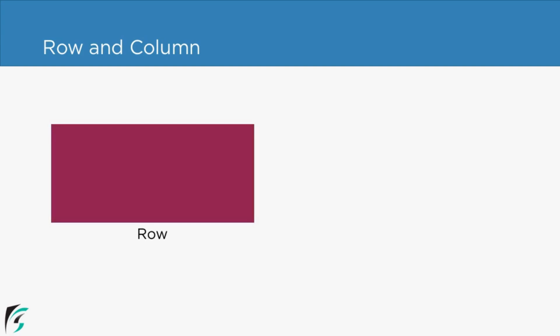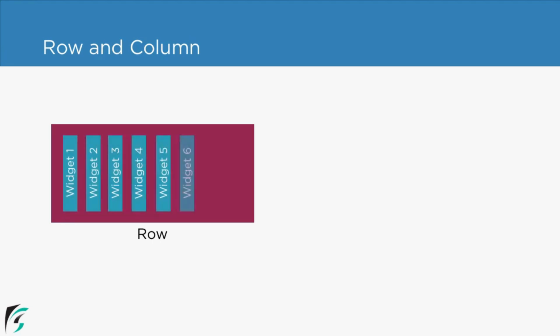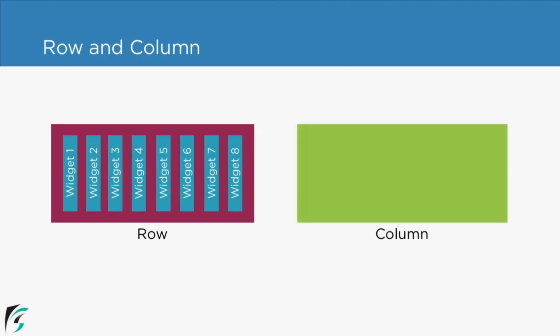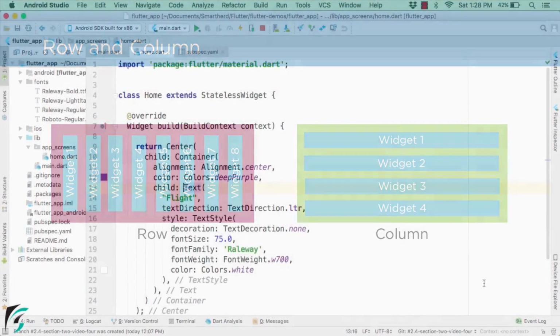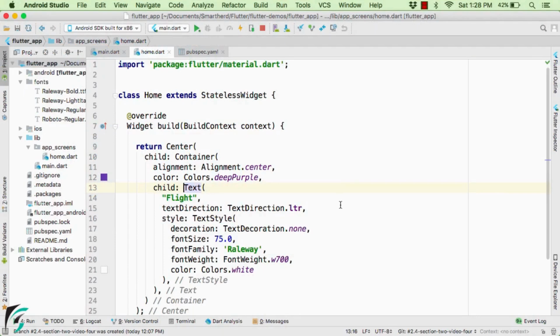Suppose this is our row widget. Within the row widget, we can place multiple widgets in a row aligned horizontally, such as widget 1, 2, 3 and so on and so forth. As many widgets as you like, but in the horizontal direction, that is, in a row. Similarly, we have the column widget where the elements or the children are arranged vertically like a column. Like this. Pretty simple, isn't it? So let us implement it within our application.